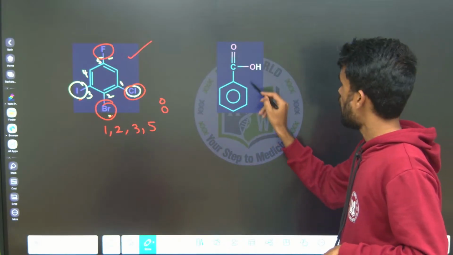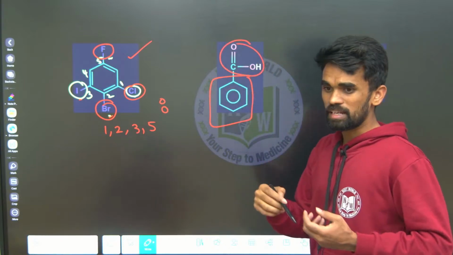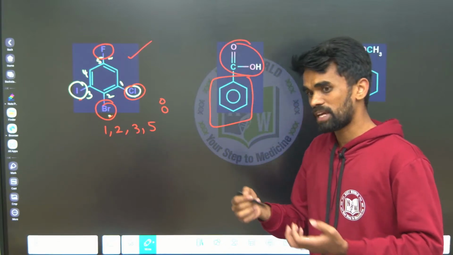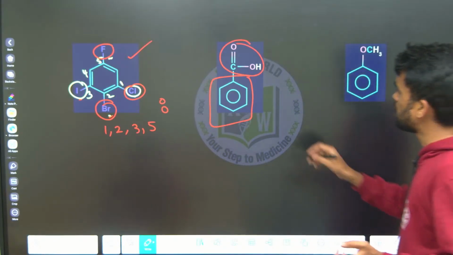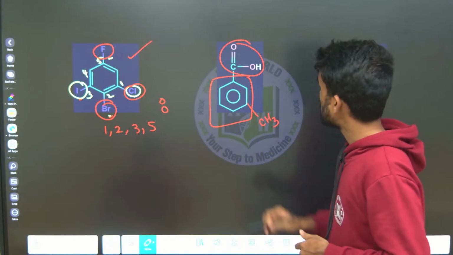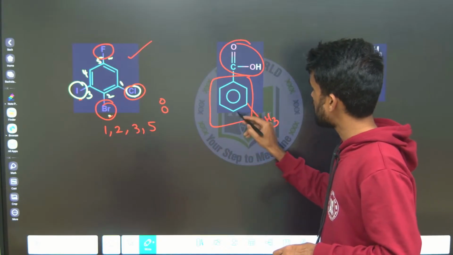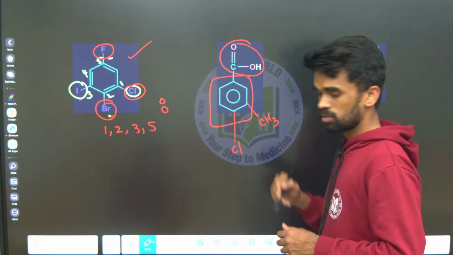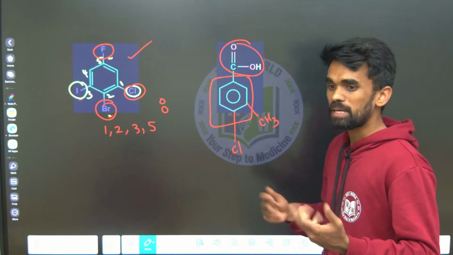Benzoic acid. On a benzene ring, if we have a carboxylic acid, we might think of benzene carboxylic acid, but we call it benzoic acid. Now if there is a methyl group here, what will we call it? Methyl benzoic acid. What is the position? 3-methyl benzoic acid. And for example, here I have one chlorine: 4-chloro, 3-methyl benzoic acid.